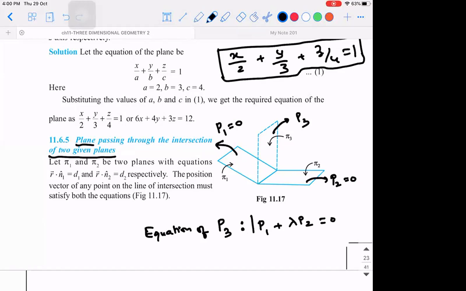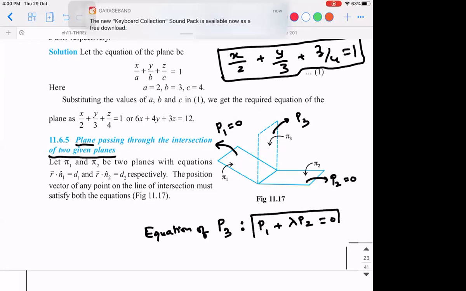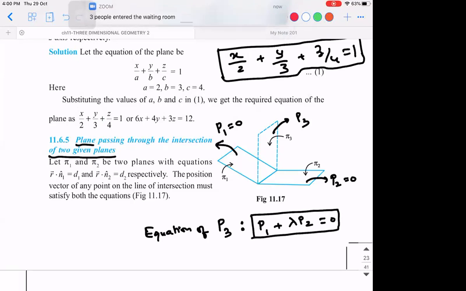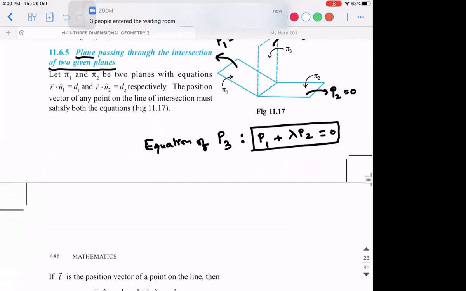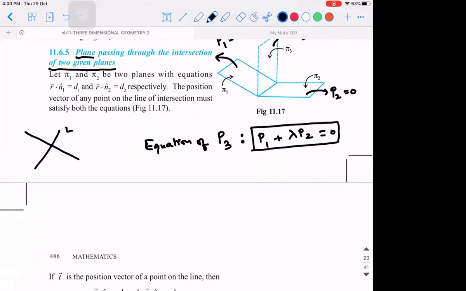Guys, you're able to understand? So how I got this, I'll give you an example. If I have two lines, L1 equal to 0 and L2 equal to 0, and I want to write the equation of a third line passing through their intersection, then it is written as L1 plus lambda L2 equal to 0.